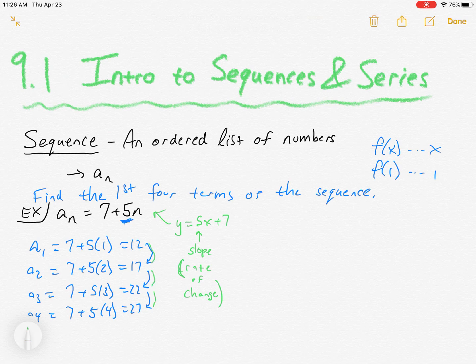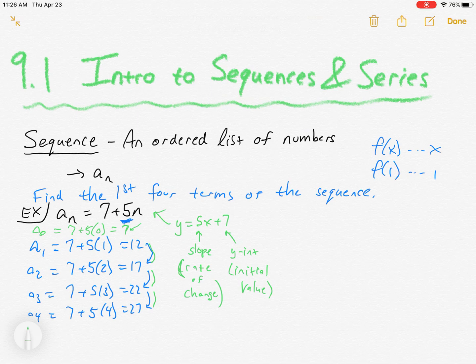Slope is also called rate of change, right? So that is how quickly it is changing over here. This is called the y-intercept in the old days, or initial value. And actually, if you wanted to find A0, it would have been 7.